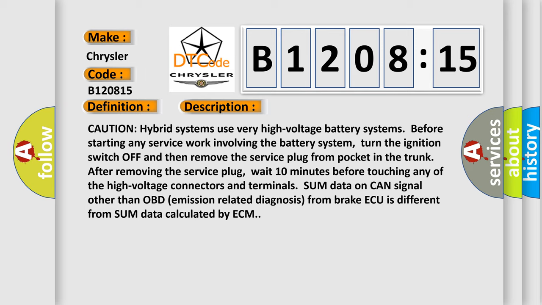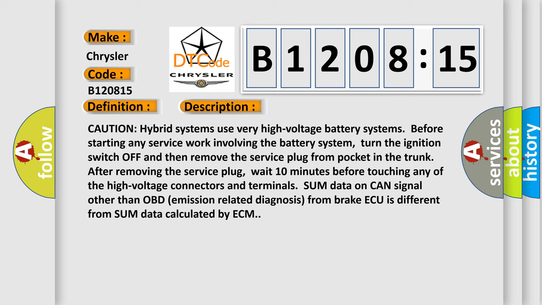Caution: hybrid systems use very high voltage battery systems. Before starting any service work involving the battery system, turn the ignition switch off and then remove the service plug from the pocket in the trunk. After removing the service plug, wait 10 minutes before touching any of the high voltage connectors and terminals.